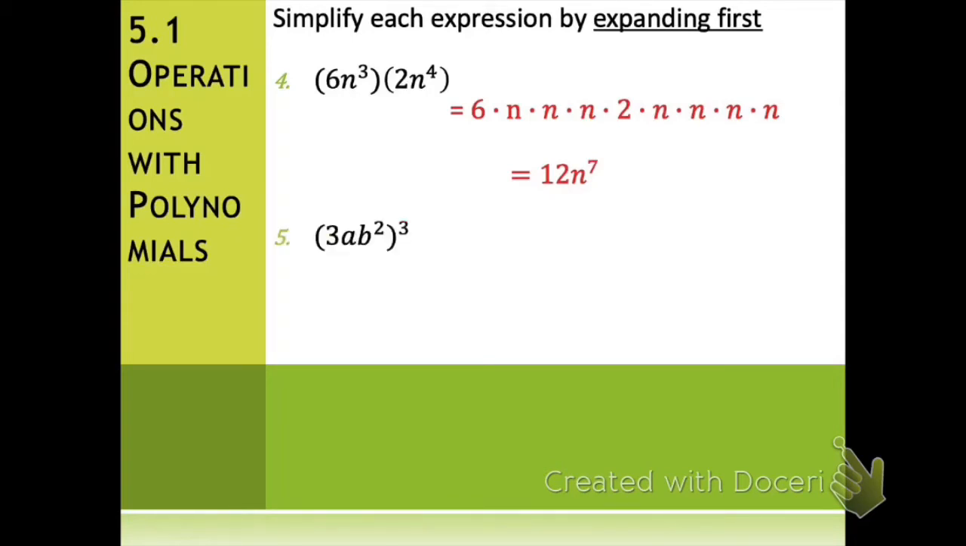Number 5. Once I expand this, I'm going to have what I have there. And then now once I multiply things back together, 3 times 3 times 3 is 27. A times a times a is a to the 3rd power, and I have 6 b's multiplied together. So my final answer is 27a to the 3rd power times b to the 6th power.